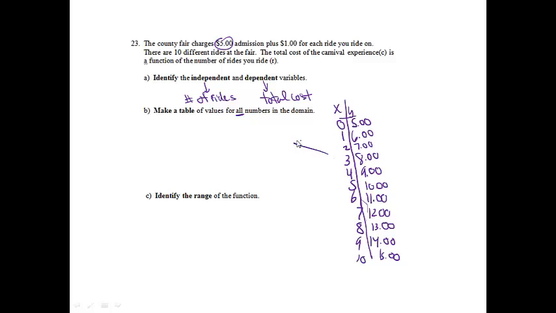So there's my table. And then it says to identify the range. The range is just my y values, and they go from 5 through 15.